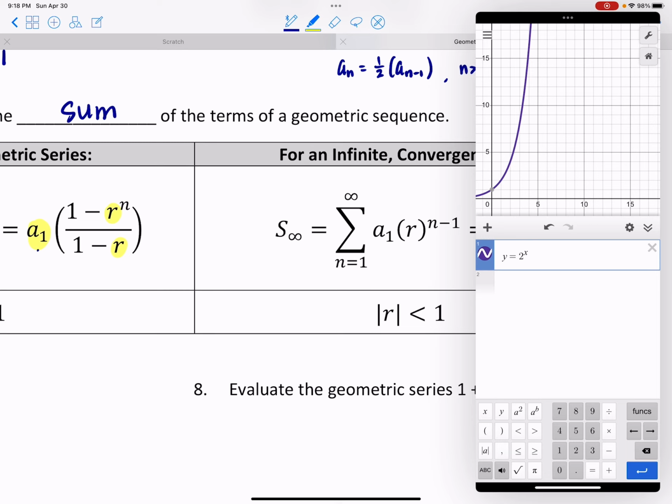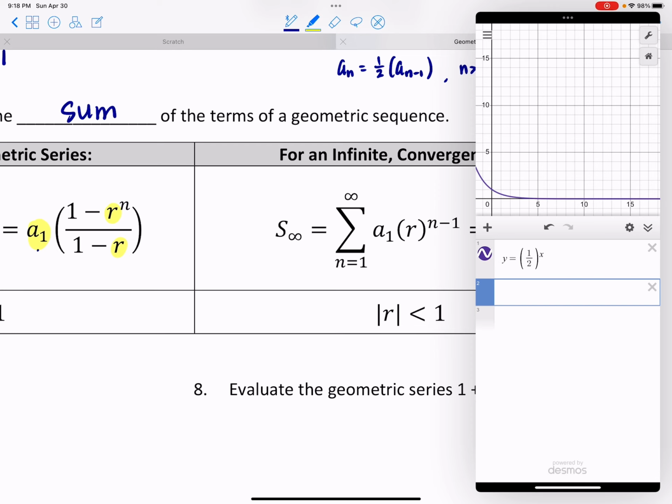But if I make this instead of 2, if it becomes 1 over 2, or any fraction or decimal that's between 0 and 1, then again we're going to see the decaying situation. So in this case, our values are getting closer and closer to 0. That's where our asymptote would be. So if we're looking at a sum, just think about what's happening here. Let's say that this is in fact the sequence that we were looking at.